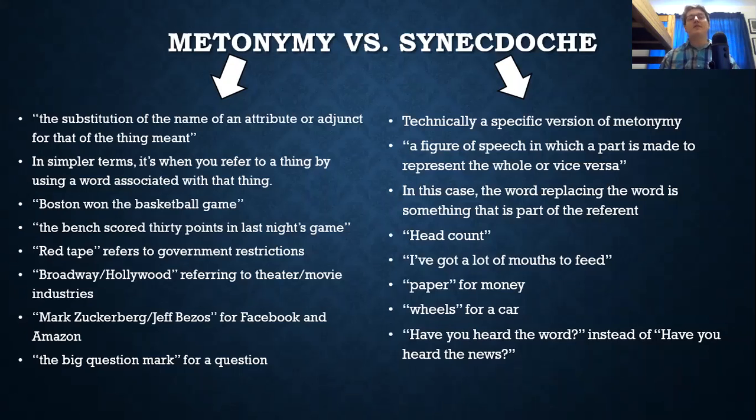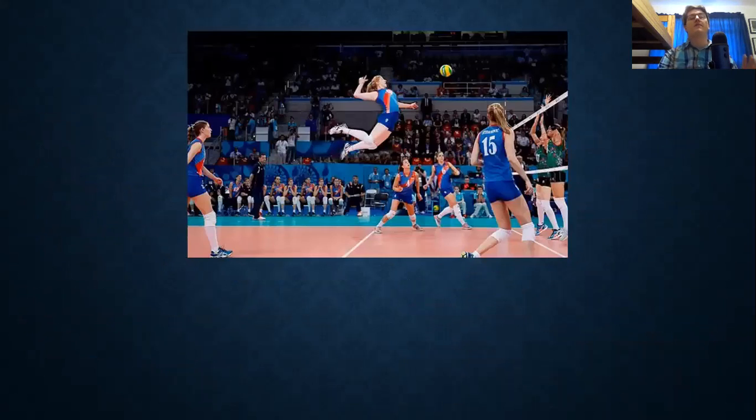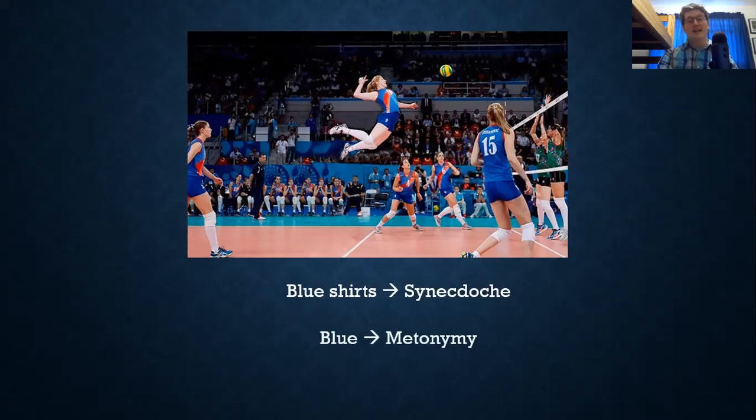Okay, so here's an example that I think will kind of show you how different and similar these terms really are. So we've got this volleyball team. If I asked you who's winning this game, and you said the blue shirts are winning, it would be synecdoche because you're referring to the blue shirts, which are a part or component of the blue team. They're literal uniforms. But if you said blue is winning, then it would be metonymy because blue is the color we associate with that team. So they're so similar, but so close.